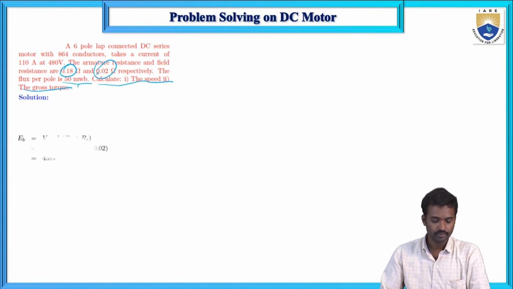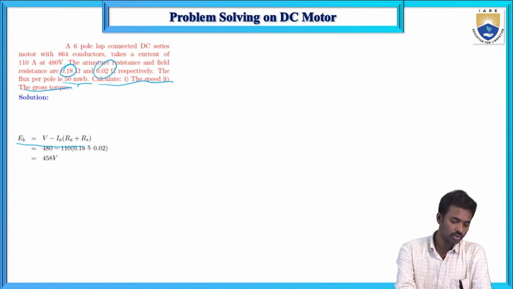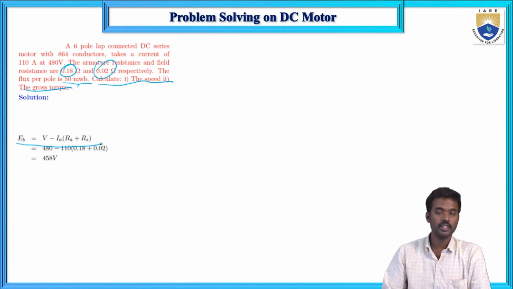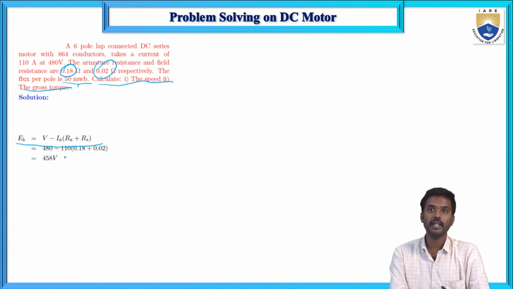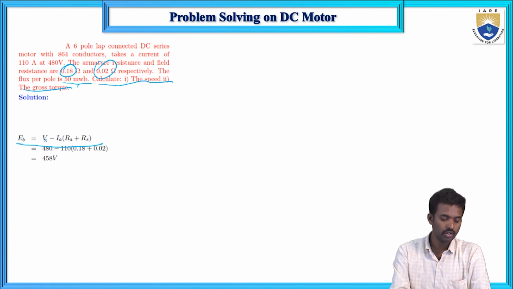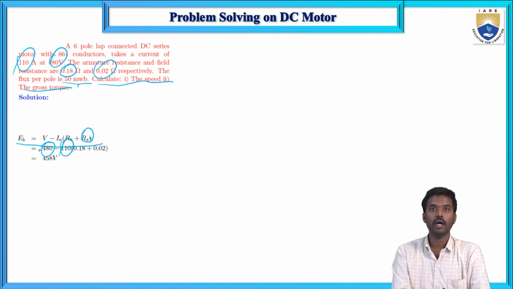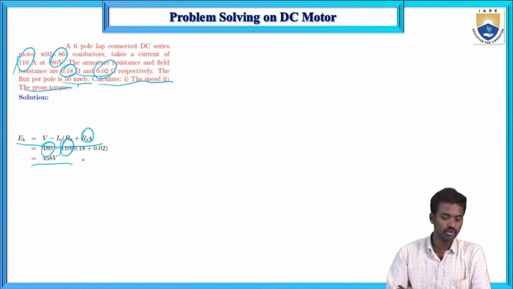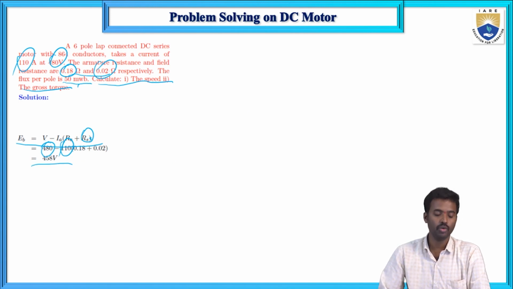So now here EB equals V minus IA RA. This is series winding. So here armature current and series current is the same. So that equals V minus IA into RA plus RS, where RS is the series field resistance. So this is 480 and this IA equals 110 amperes. So one is RA and one is R series. And if we substitute in this, the back EMF EB equals 458.